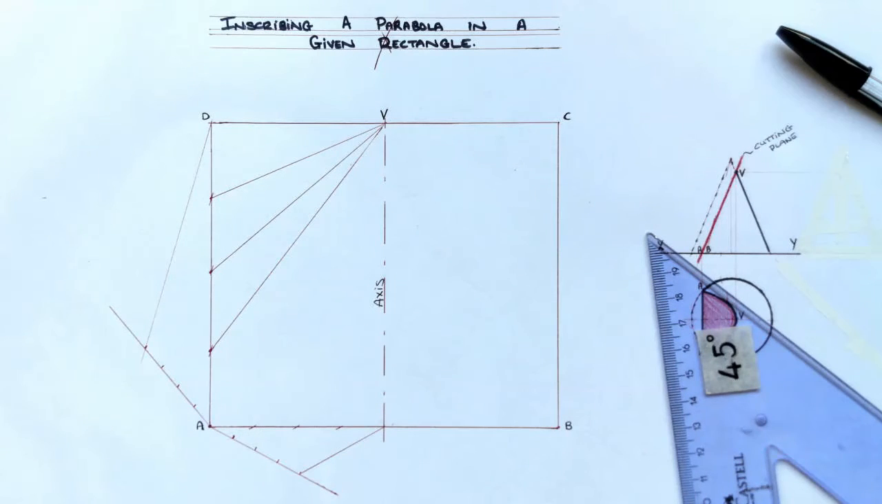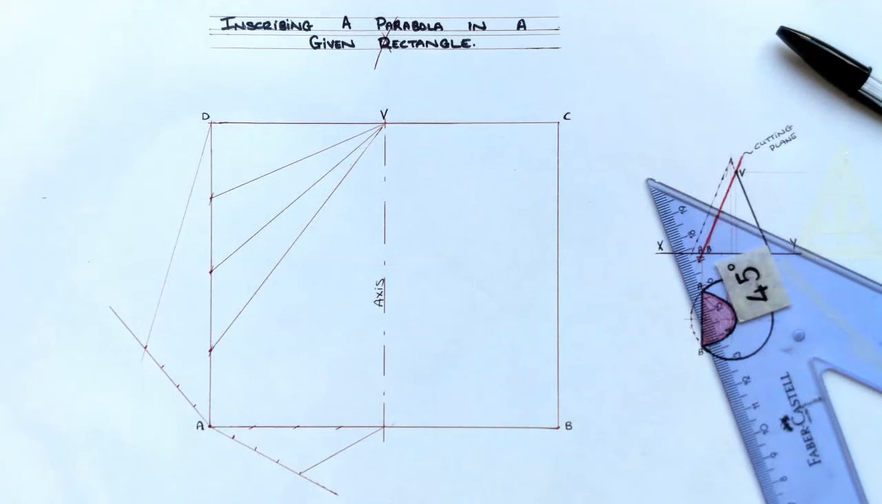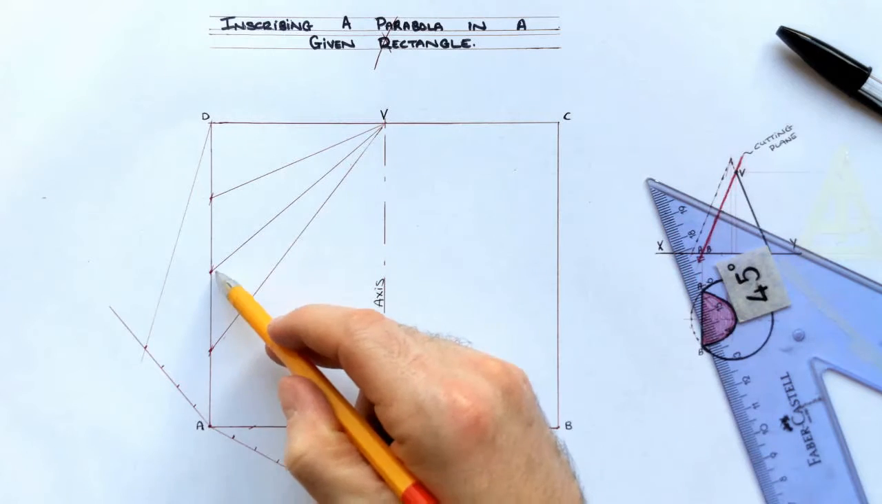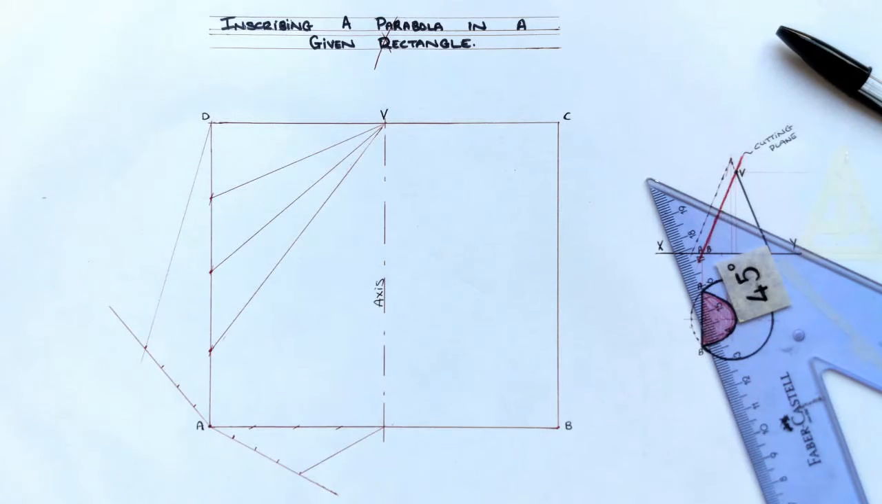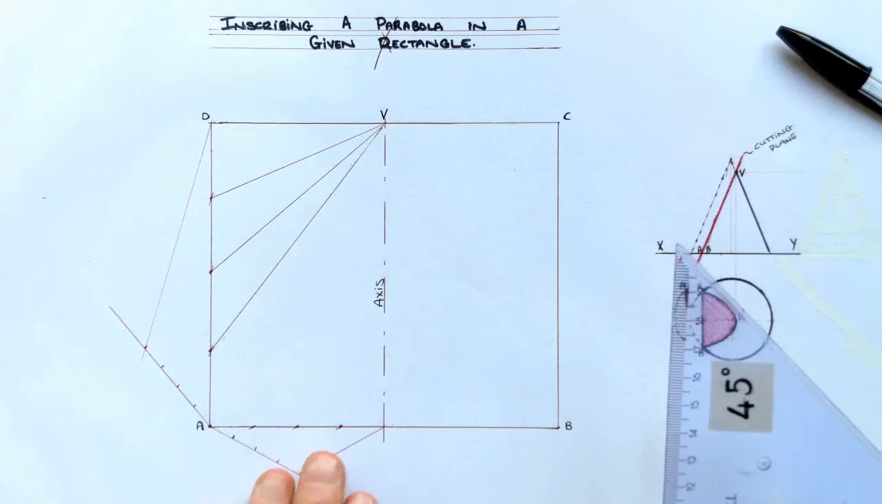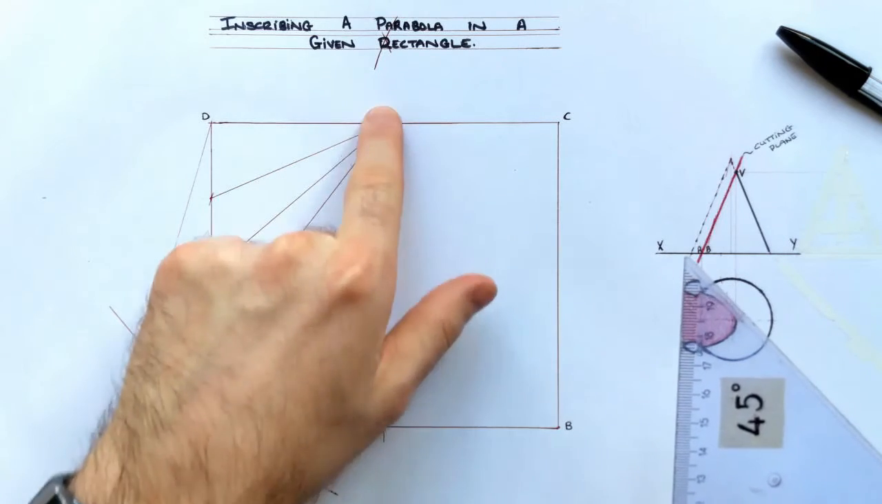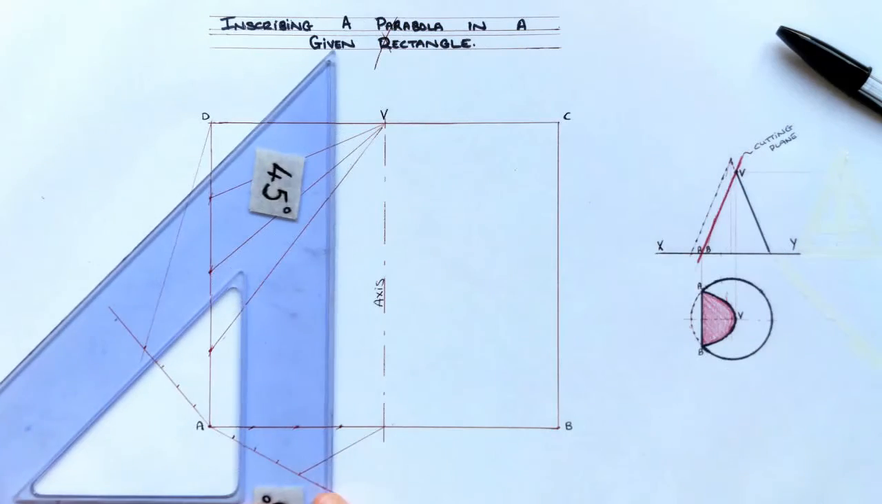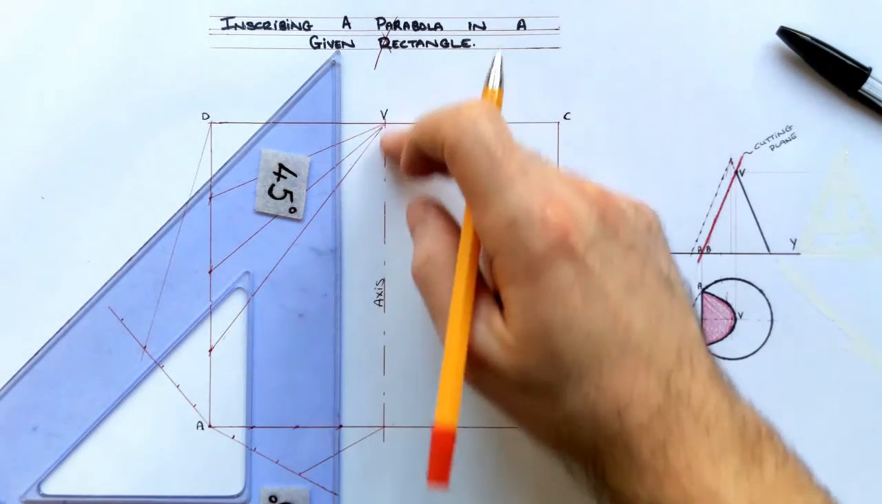Okay, now to locate points on my parabolic curve, I'm going to have a point somewhere along this line, somewhere along this line, and somewhere along this line. And what I'm going to use is these points that I've gained down here to locate them. So at these points down here, what I actually do is I go upwards parallel to the axis and to the vertex. Okay, so what I have to do is literally go straight up.